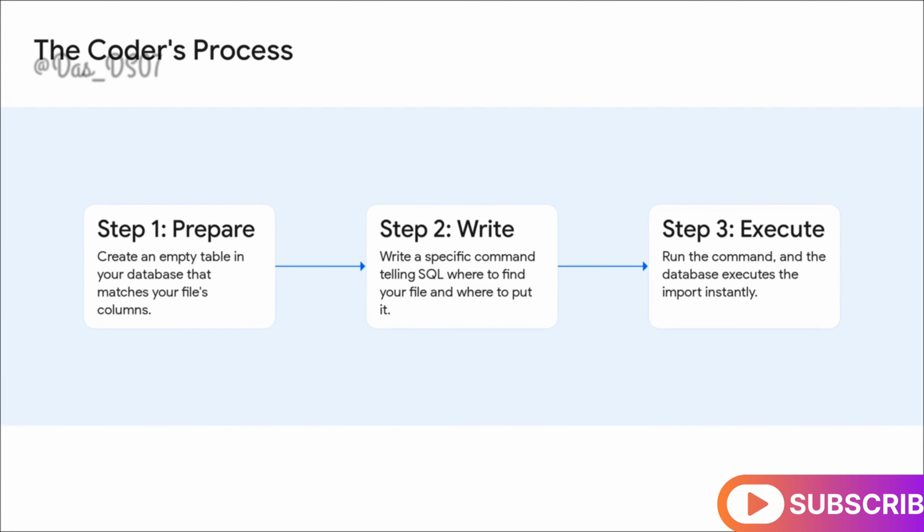So, how's it work? Well, it's really just three logical steps. First, you prepare the shelf. That means you create an empty table in your database that's a perfect match for the columns in your file. Second, you write the instructions. That's your command. And third, you give the order. You run that command, and the database just does all the heavy lifting for you in a flash.